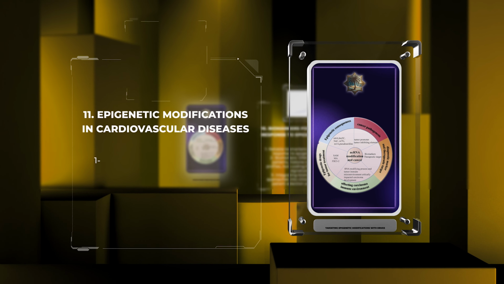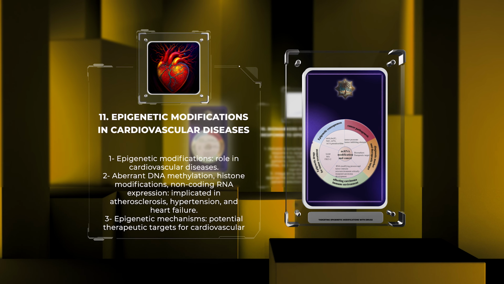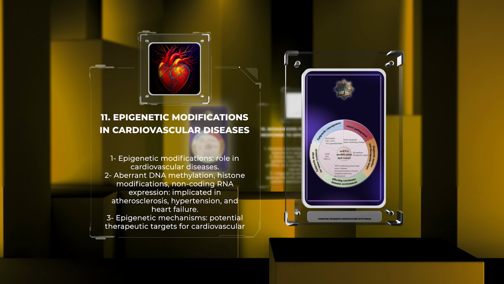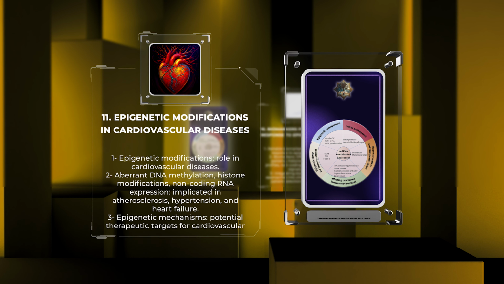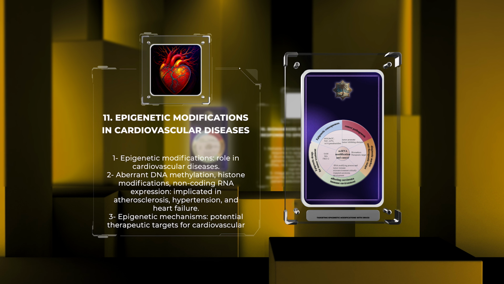Emerging evidence suggests that epigenetic modifications play a crucial role in the development and progression of cardiovascular diseases. Aberrant DNA methylation, histone modifications, and non-coding RNA expression have been implicated in conditions such as atherosclerosis, hypertension, and heart failure. Understanding the epigenetic mechanisms underlying cardiovascular diseases may offer new therapeutic targets and strategies for preventing or treating these prevalent conditions.